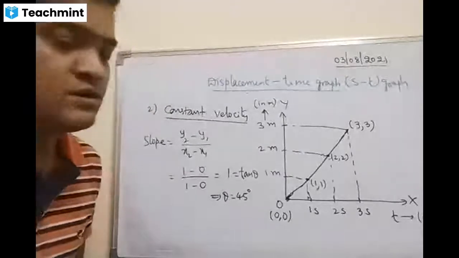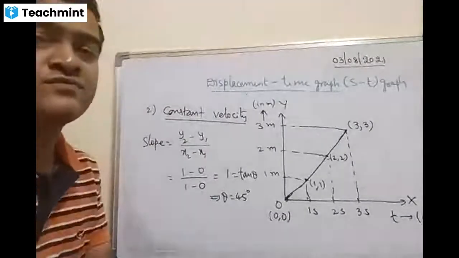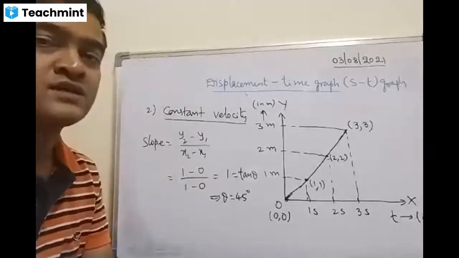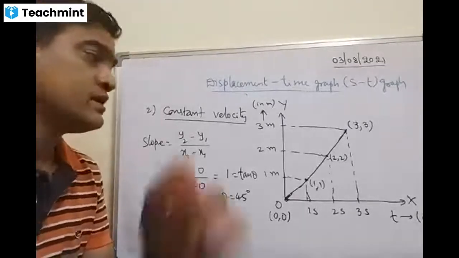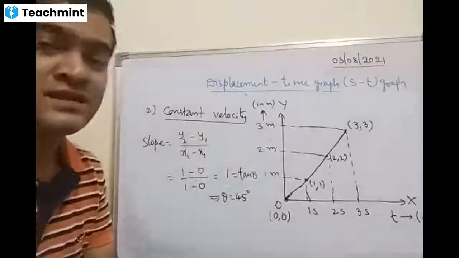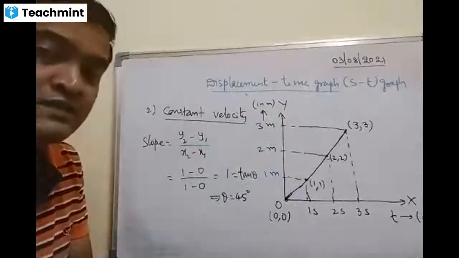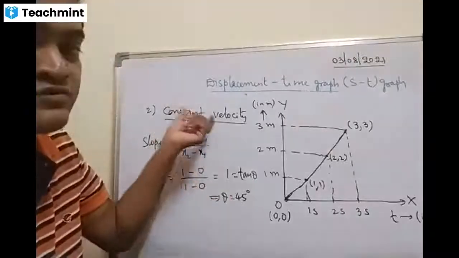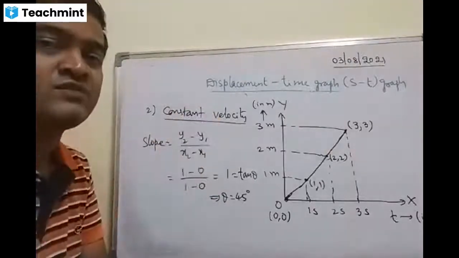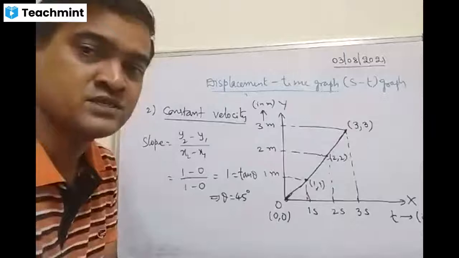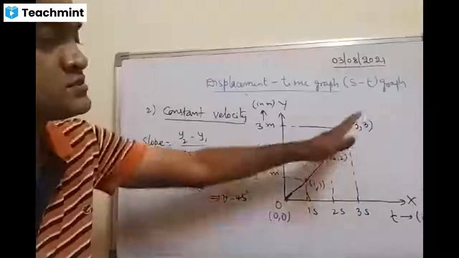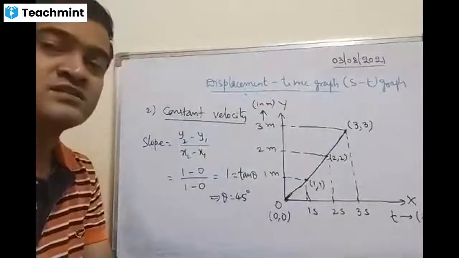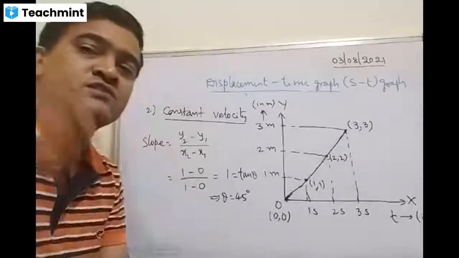Right? And remember, what is the nature of the graph? The nature of the graph is a straight line passing through origin, inclined at some angle. What is that angle? 45 degrees. If the particle moves with constant velocity, then the angle will be equal to 45 degrees, the slope is equal to 1, and the straight line passes through the origin. Then I can say that the particle is moving with constant velocity.